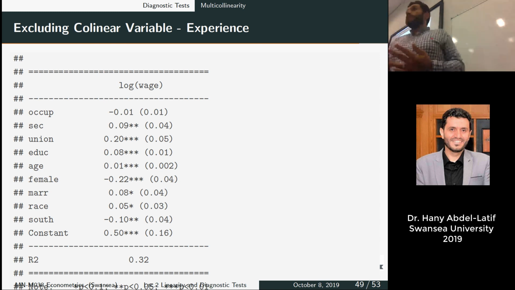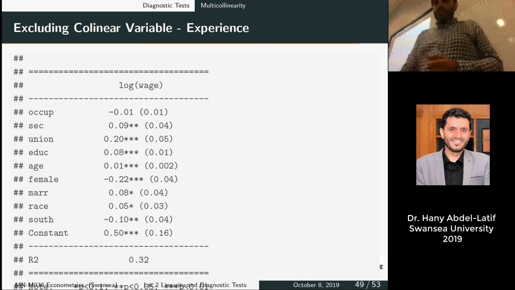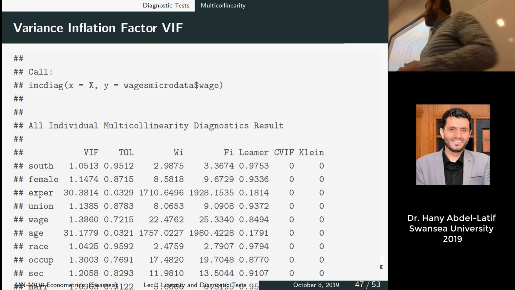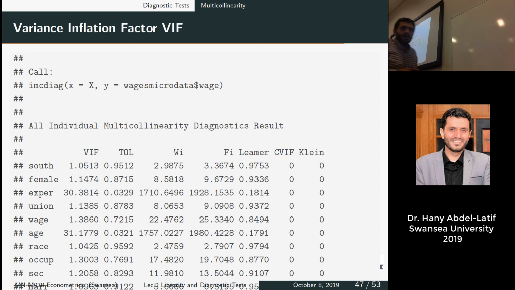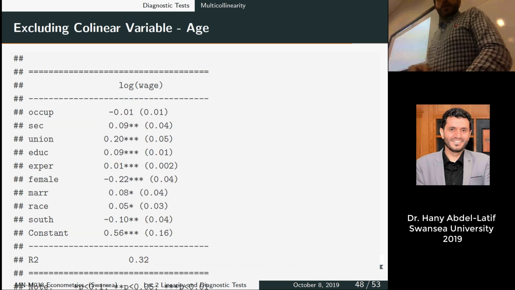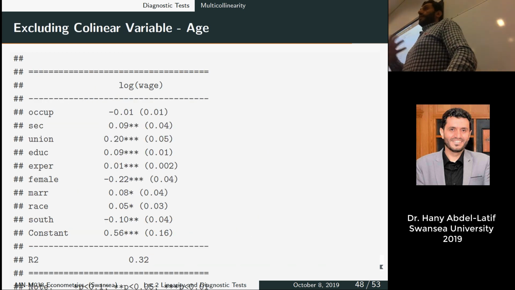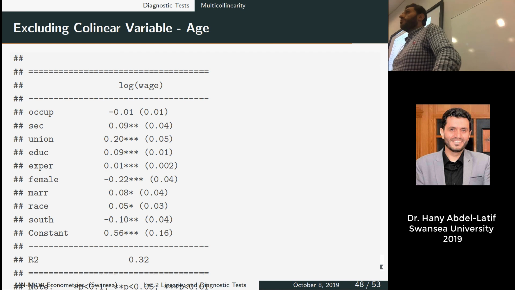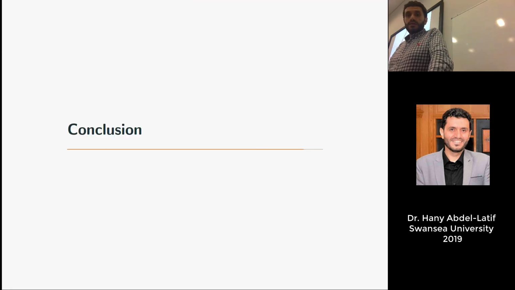So again, you look at these variables and see which one is causing the problem. In our case, when you look at the variance inflation factor, it's very obvious. These are the highest ones, experience and age. The solution is to drop one of these variables and re-estimate the model, and it seems to be working and is much better than the first estimation we got. So now we understand that was the main problem.